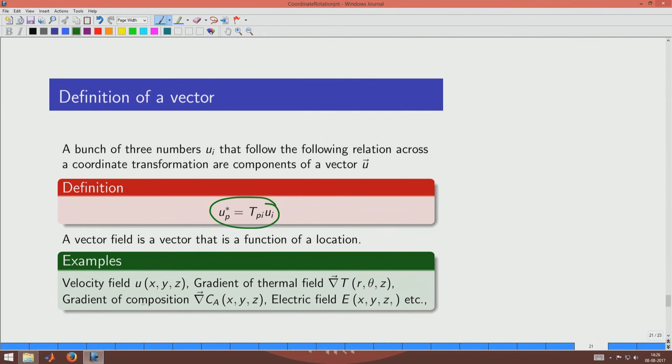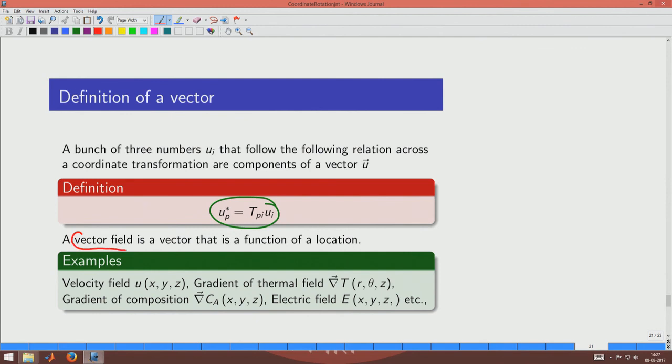So, velocity vector is here, and we can look at gradient of temperature, gradient of composition, electric field, polarization and so on. So, these are all various quantities that we know which are part of describing a physical process where the vectors are involved. Now, there is a small terminology I am introducing at this juncture, which is basically field.